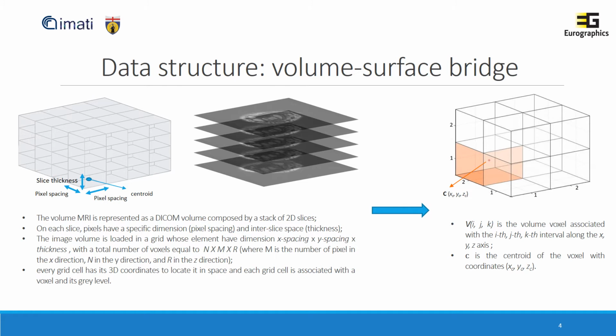In this way, every grid cell has its 3D coordinates to locate it in space, and each grid cell is associated with a voxel and its gray level. Here on your right, you can see an example of 3D grid, with an orange element that represents a voxel located in the grid by its 3 intervals in the XYZ direction. Moreover, each voxel has its own centroid, described by 3D coordinates.